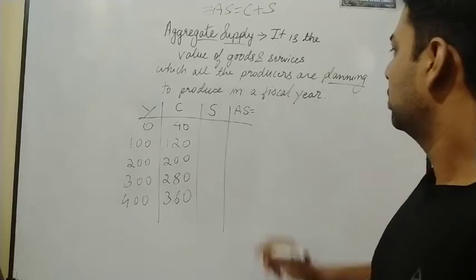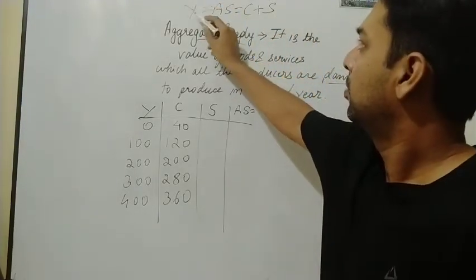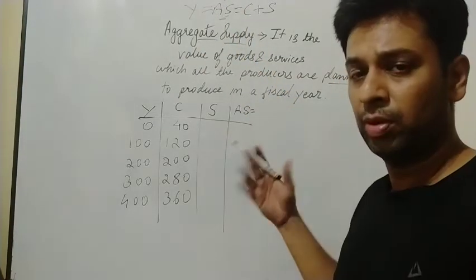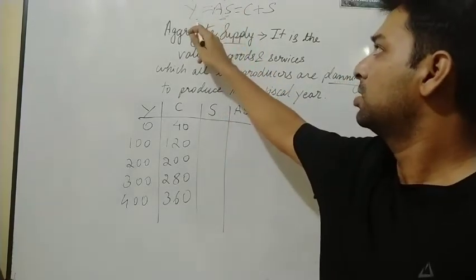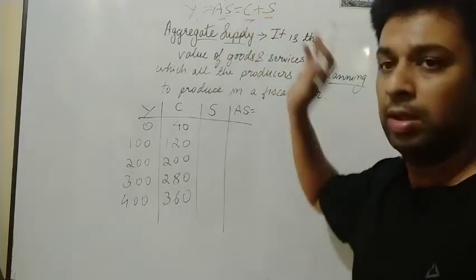So just remember, when this Y and this AS, when supply is creating its own demand, okay, because when you supply, income is generated, and income is either spent or consumed.